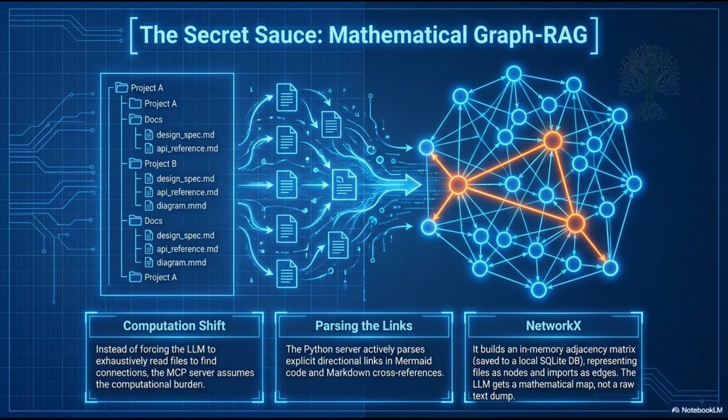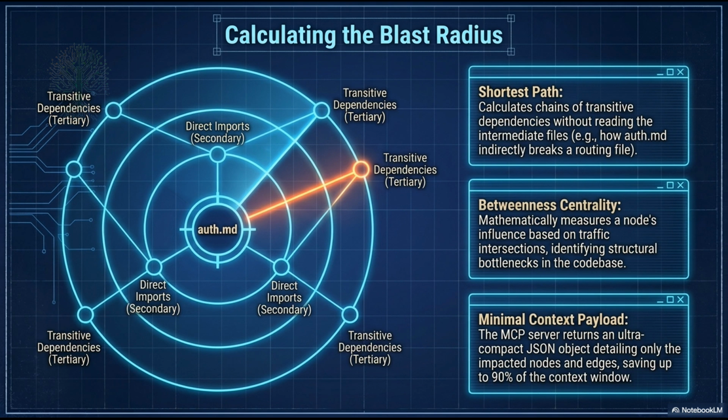The first is shortest path. Okay, shortest path. Is that just looking for direct imports? No, it's much deeper than that. It calculates the chain of transitive dependencies. So if authservice.md affects a middleware file, and that middleware file affects a routing file, shortest path finds that indirect relationship. Wow, without the LLM needing to read the middleware file at all to figure it out.